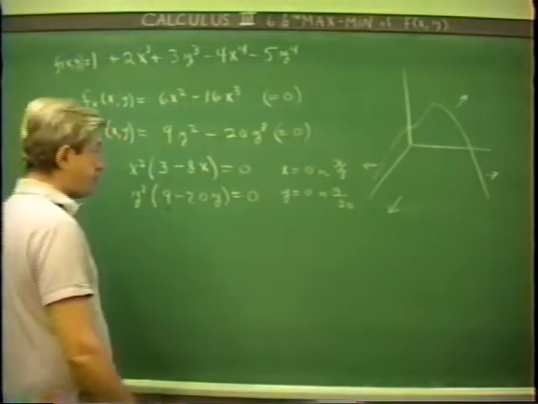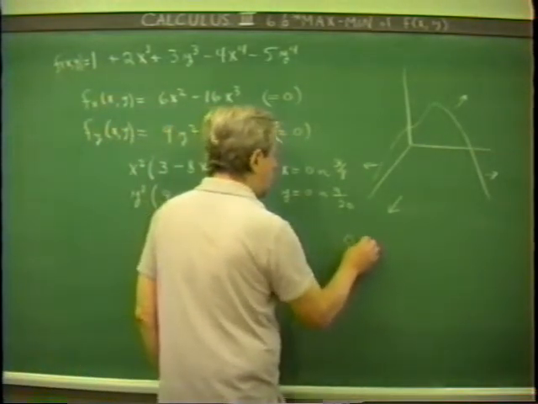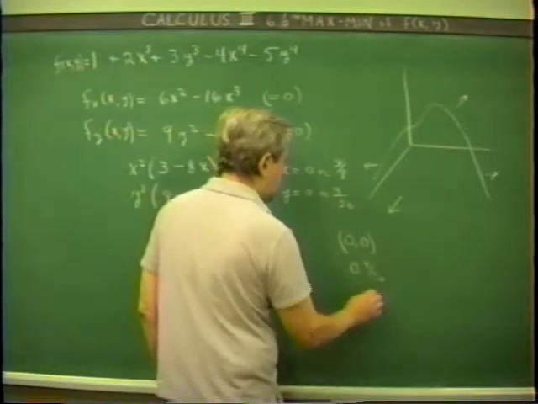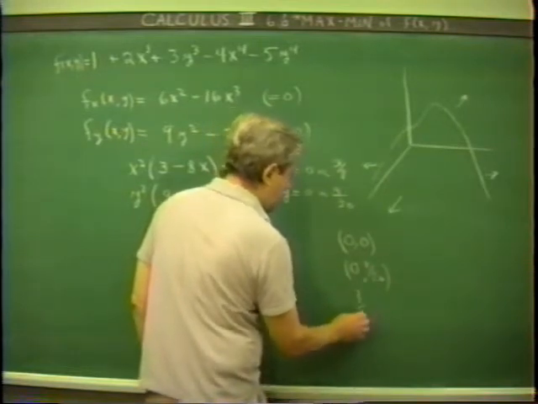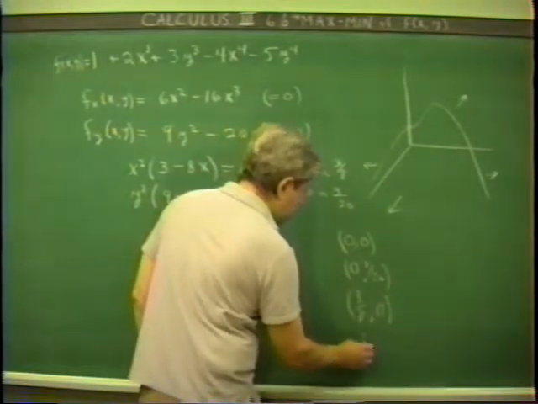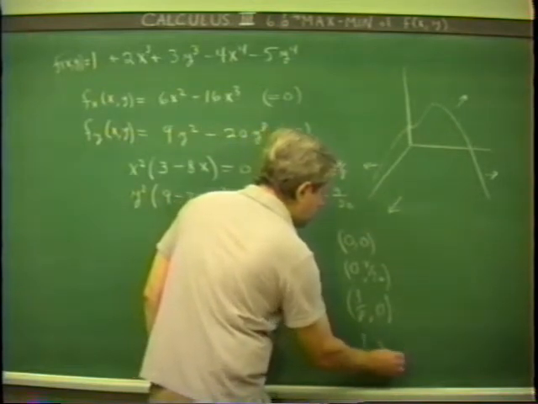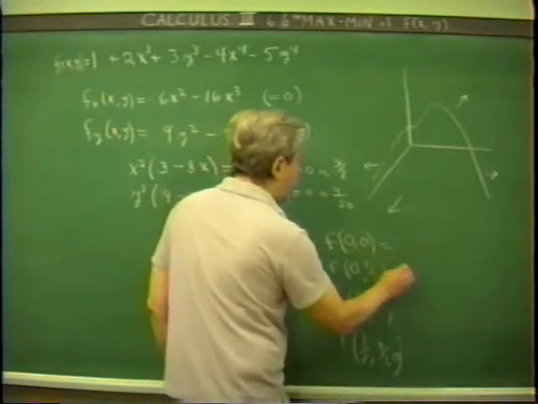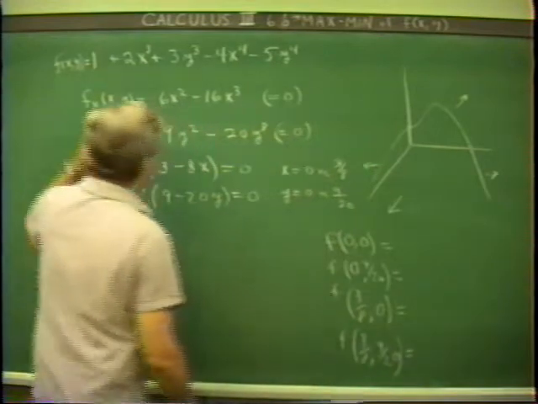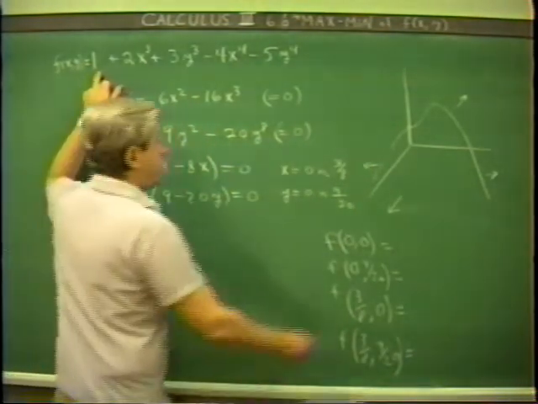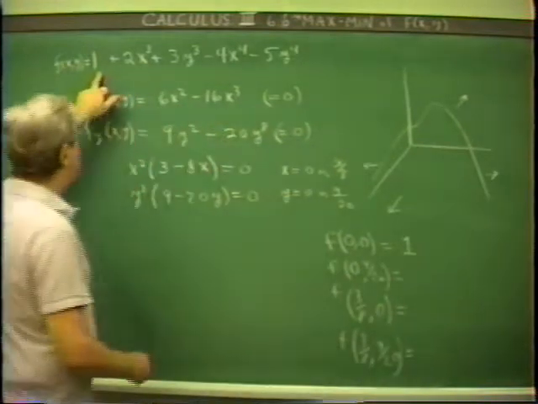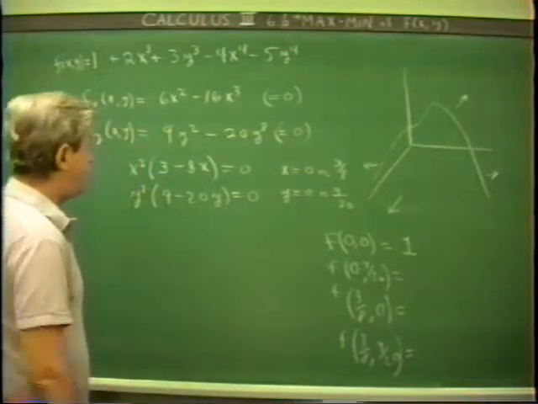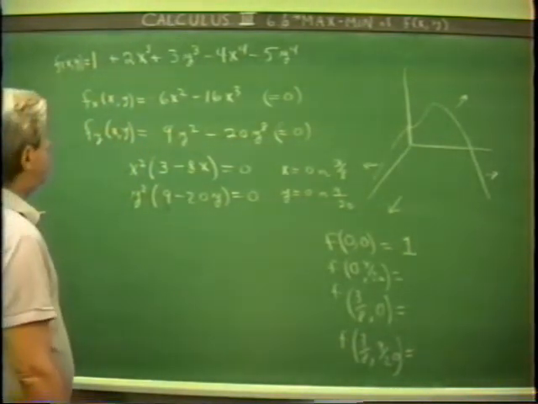So this gives us 4 points where the maximum or minimum could occur: (0, 0), (0, 9/20), (3/8, 0), and (3/8, 9/20). So what we want to do is determine what f of these points is. Now we can do that very simply here by just putting these back in here. We know that f of 0, 0 is equal to 1. All right, putting these values in here for x and for y and seeing what the result is.